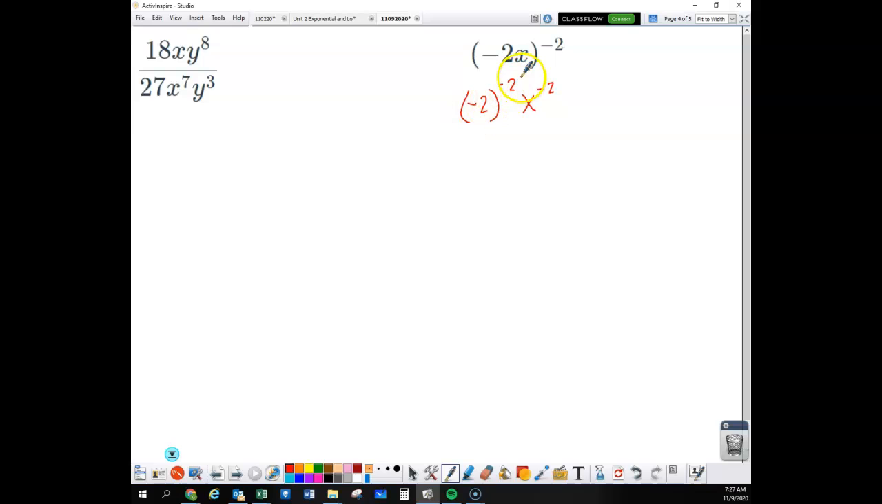Negative 2 raised to the power of negative 2 means this is 1 over negative 2 quantity squared, times x to the negative 2 means 1 over x squared. Okay, so getting rid of the negatives, I kept the 2's, right? What is negative 2 squared? 4. Positive 4, right? Negative 2 times negative 2 is positive 4. So this is going to be 1 over 4x squared.